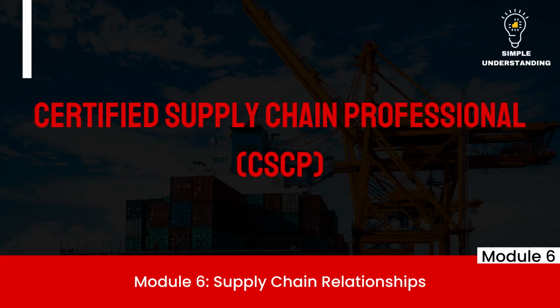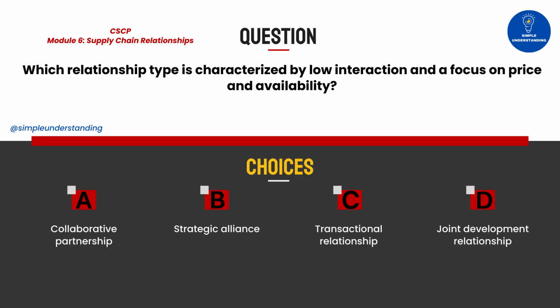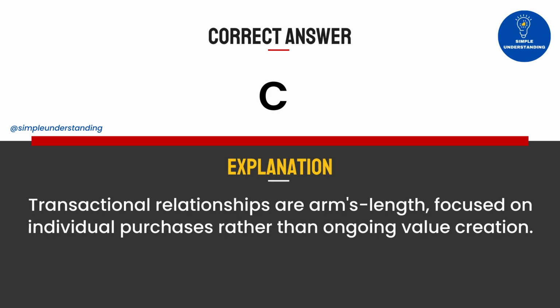Let's begin with Module 6, Supply Chain Relationships. 1. Which relationship type is characterized by low interaction and a focus on price and availability? A. Collaborative partnership. B. Strategic alliance. C. Transactional relationship. D. Joint development relationship. Correct answer: C. Explanation: Transactional relationships are low-engagement interactions driven primarily by price and availability, not long-term collaboration.